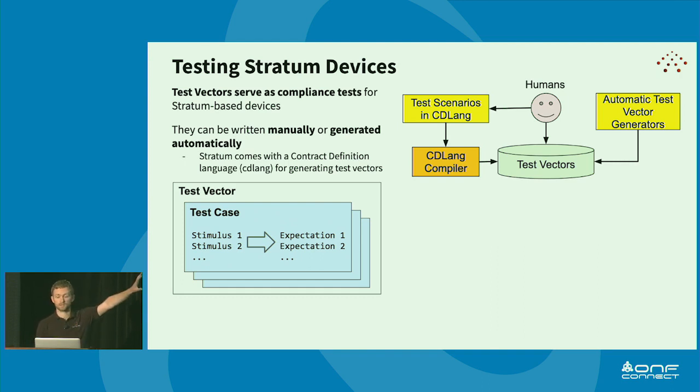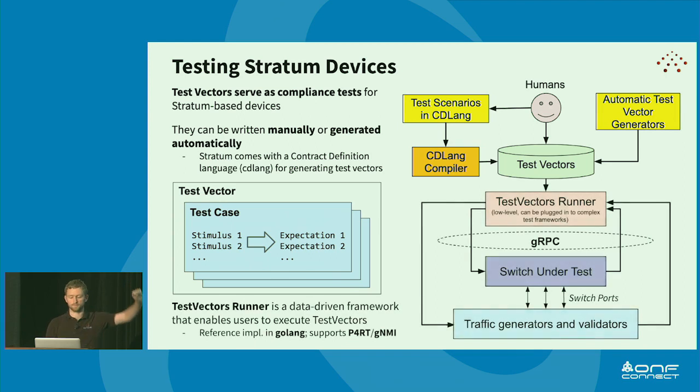So part one is building a repository of test cases. Part two is running them. And Stratum is also working on a data-driven test framework we call Test Vectors Runner that enables users to execute these. We have a reference implementation of this runner in Go, and it's currently supporting P4 runtime and GNMI. The Test Vectors Runner we'll learn about more tomorrow in much more detail, but at a high level, it communicates using the gRPC interfaces to the device under test, as well as to a traffic generator that can generate and receive traffic from the data plane ports of the device.